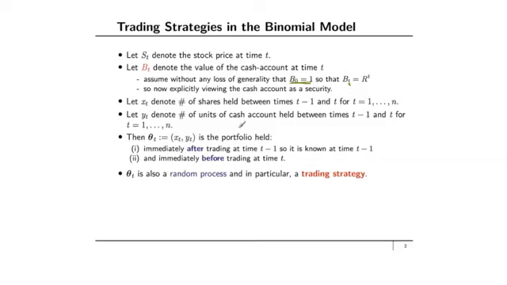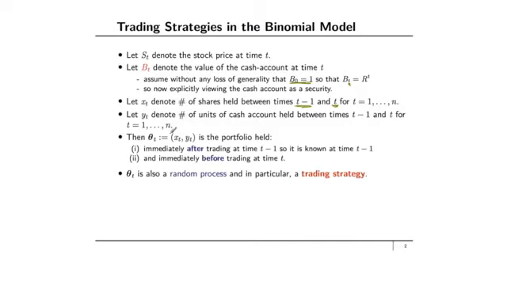We're going to let x_t denote the number of shares held between times t minus 1 and t for each t equals 1 up to n. We're also going to let y_t denote the number of units of the cash account that we hold between times t minus 1 and t for t equals 1 up to n.